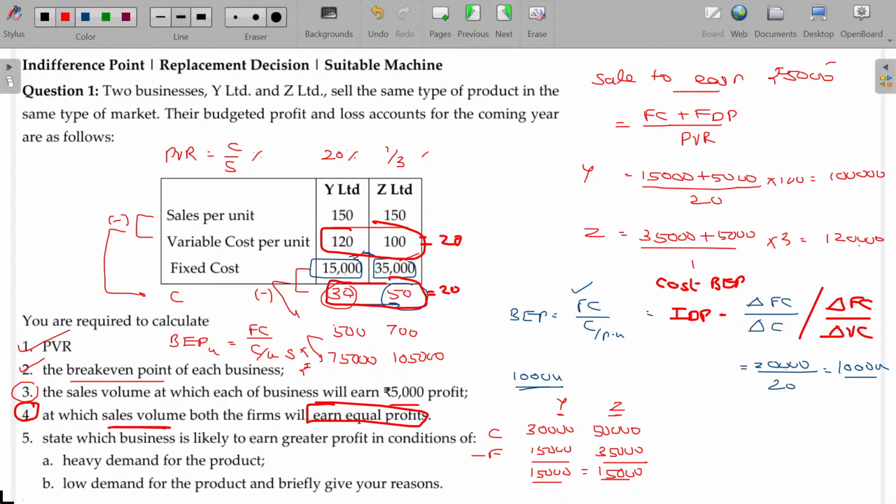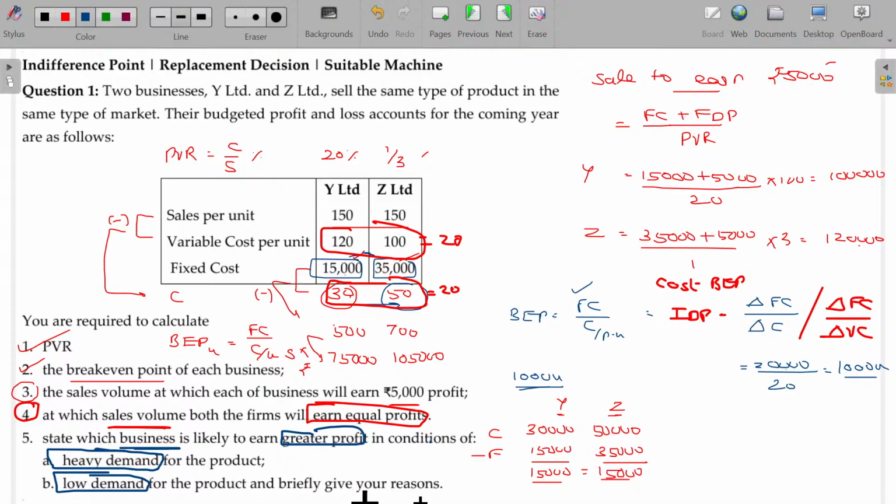20. The difference in variable cost is equal to the difference in contribution. There will not be any trouble here. You can take one of these two, you will get the same answer here. Remember, between these two, which machine will be suitable for your demand requirement? It's clearly asked in question number 5. State which business is likely to earn greater profit in condition of heavy demand or low demand.